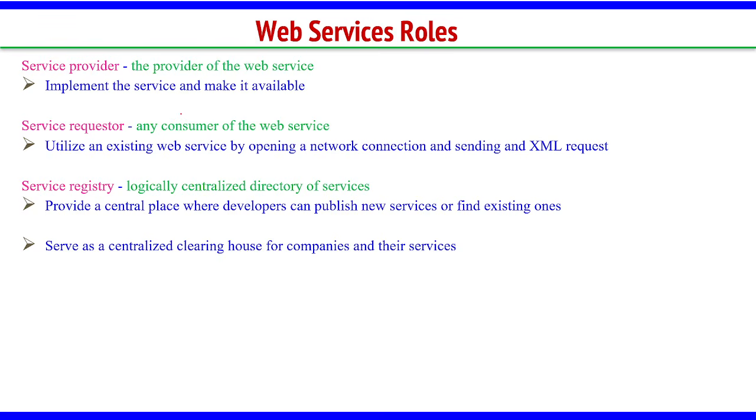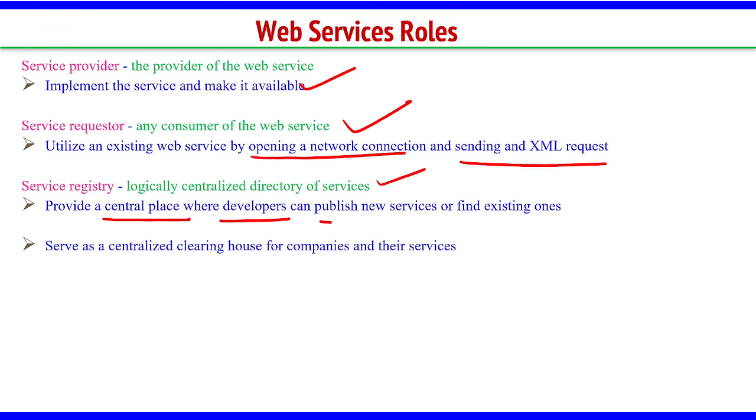So there are three roles basically: provider implements the service and makes it available, right? Service requester, any consumer of the web service, he will utilize an existing web service by opening a network connection and sending an XML request, right? And the third one is service registry. It means logically centralized directory of services. So it provides a center place where developers can publish new services or find existing ones, right? So it serves as a centralized clearing house for companies and their services.